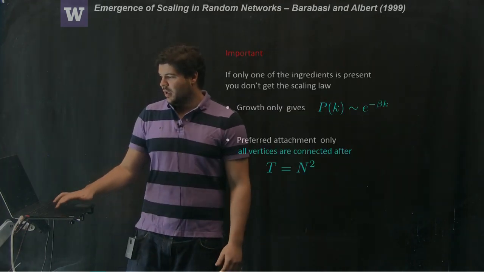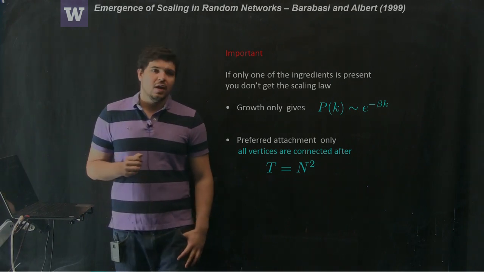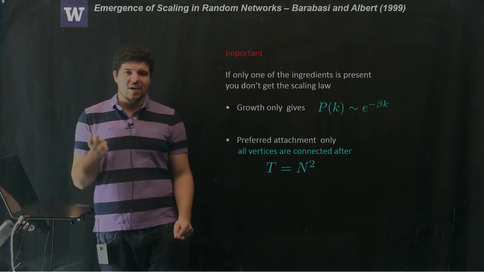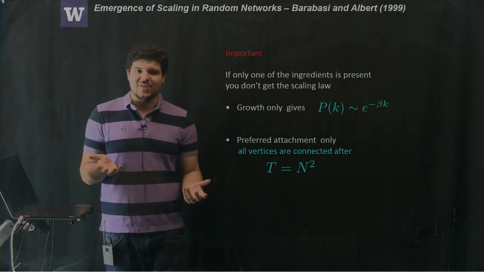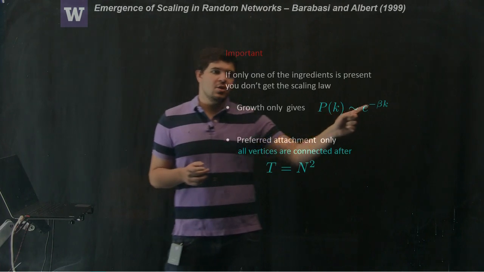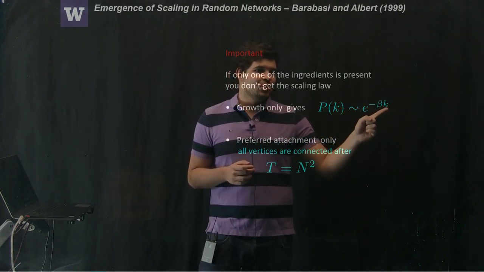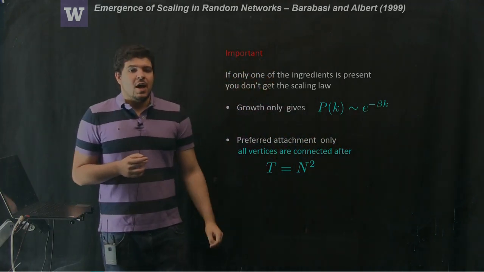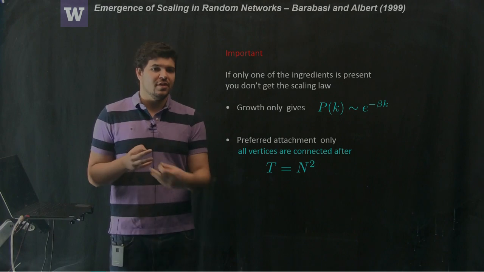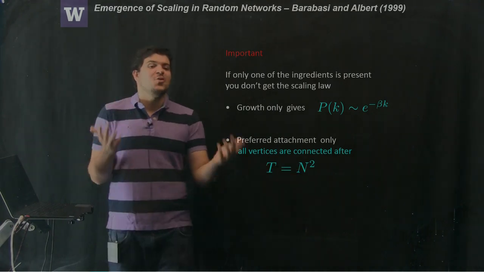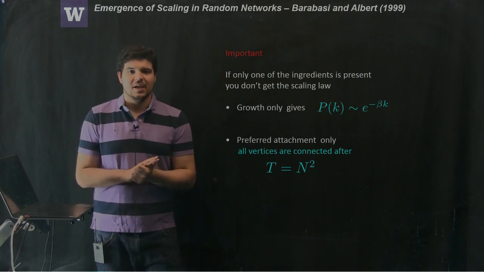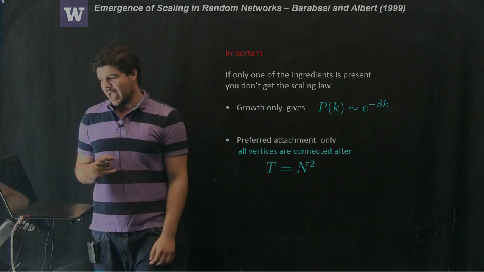So this comes out just from adding these ingredients. And that's cool, because those ingredients are sufficient and necessary. That means that if you only have one of these ingredients, you won't get the property. If you only have growth without preferential attachment, then you get this k over here, and you lose the scale free. If you only have preferential attachment but you don't add new vertices, then after a while everyone will be connected. And then again you lose the power law distribution, when everyone is connected to everyone. So the probability, instead of decaying, is constant, and at its maximum.